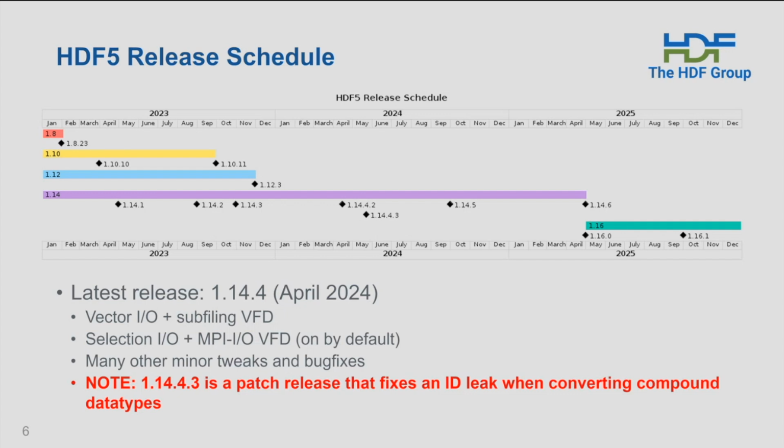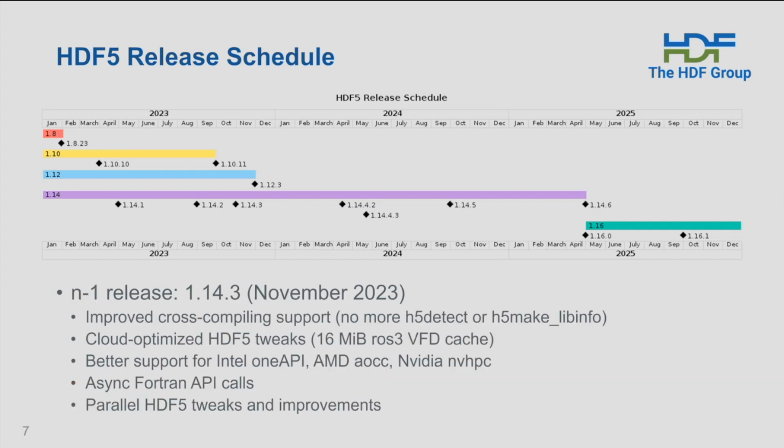You'll notice on here, the 1.14.4 had 2 releases. There's one here in April, and then there's one in May. The one in May was a patch release. There was an ID data type leak when converting compound data types. It was noticed in H5, so make sure you're using the latest patch release of that.